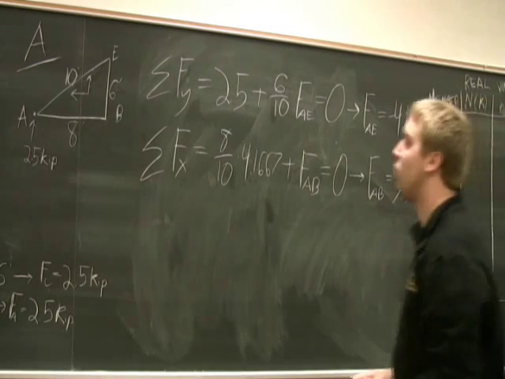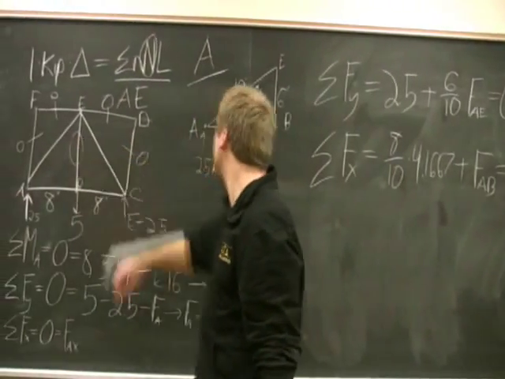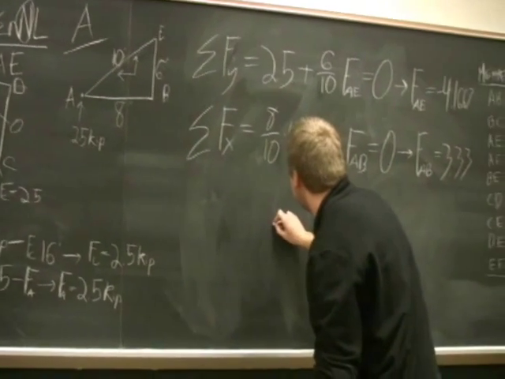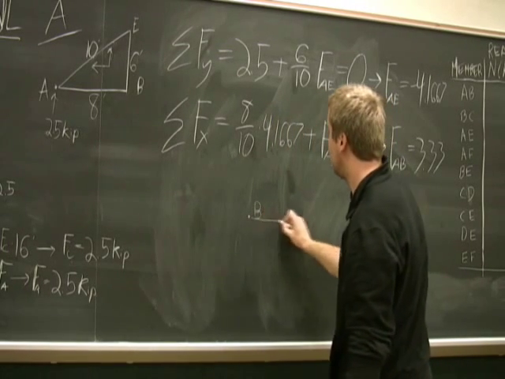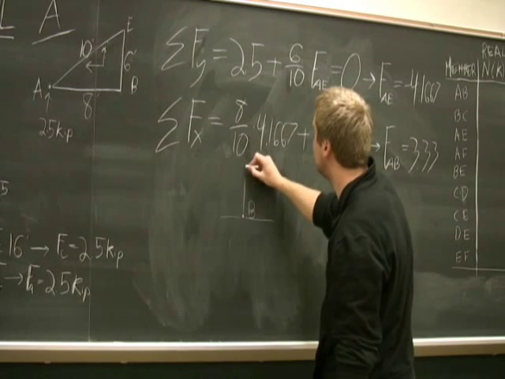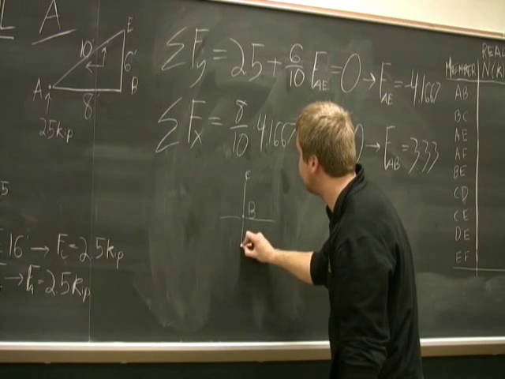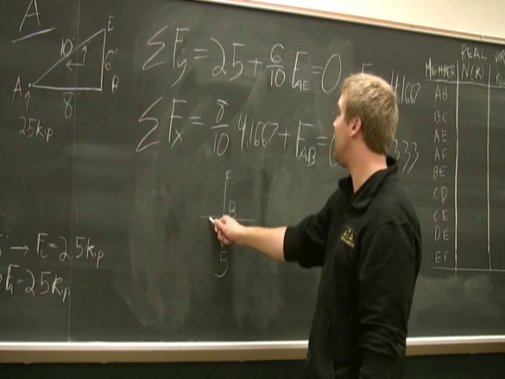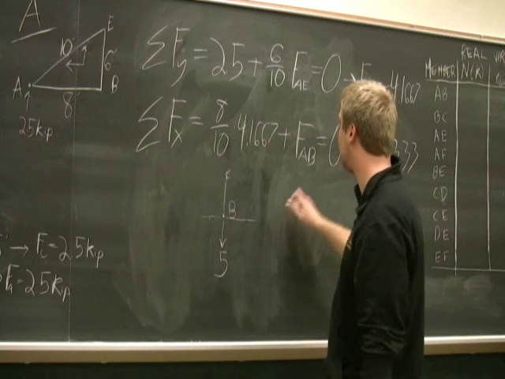Now, that leaves one other member that we haven't found yet. That's the force in member BE. So to do this, we'll simply use the method of joints at joint B. There are 2 horizontal members coming out of the sides, then member BE coming vertically from it. Now, we have 5 kips acting down. So, since these members can't carry any vertical forces, the force in BE is just equal to 5 kips.